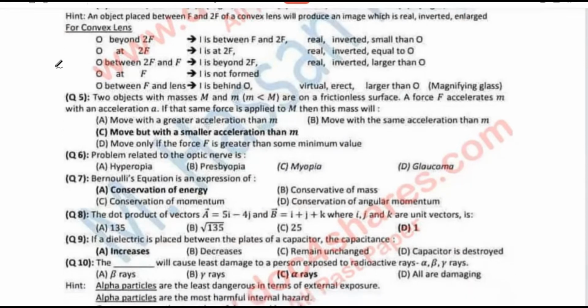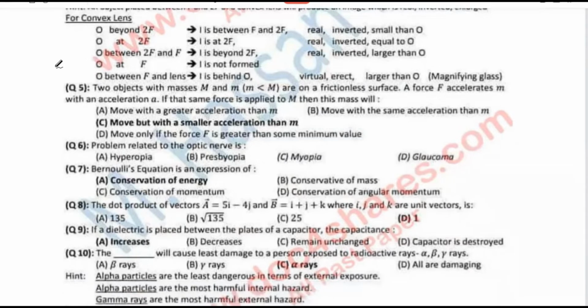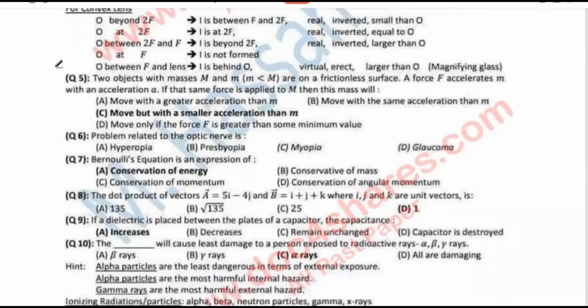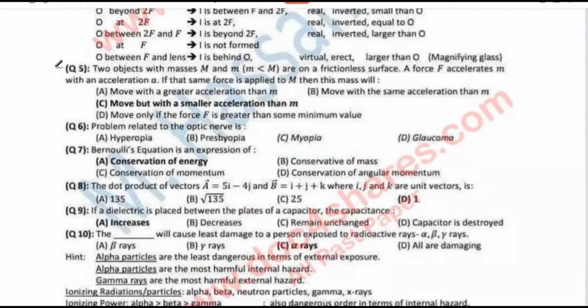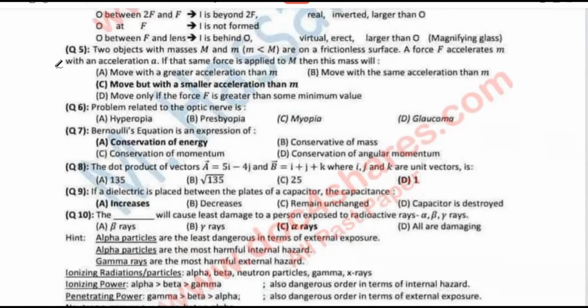Our next MCQ is: a problem related to the optic nerve is hypertropia. Next option is presbyopia, and the next one is myopia. So the answer is glaucoma.